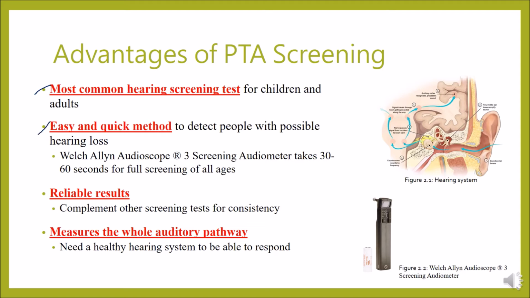It can take as quickly as 30 to 60 seconds for a full screening using this Welch-Allyn Audioscope 3 screening audiometer. It is a handheld otoscope with a built-in audiometer that delivers a tone at 25 or 40 dB for 500, 1000, 2000, and 4000 Hz. The subject will indicate the tone was heard by raising a finger.